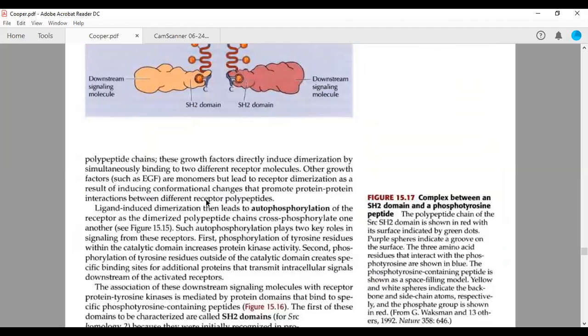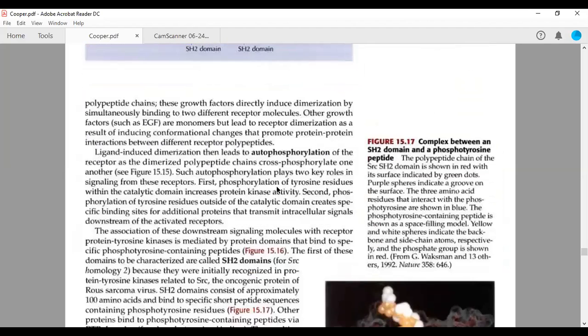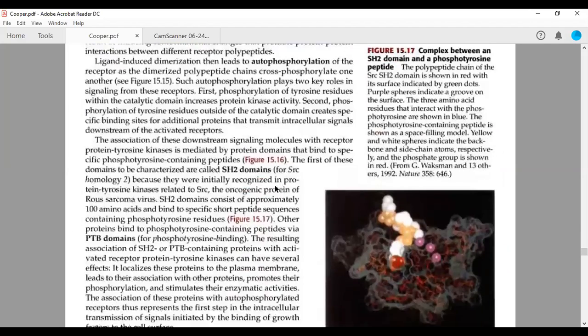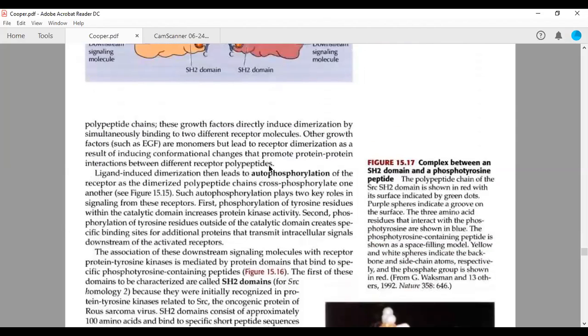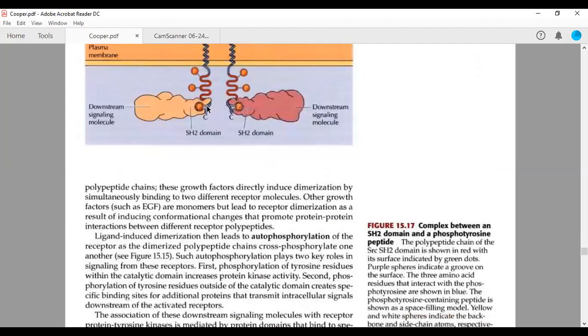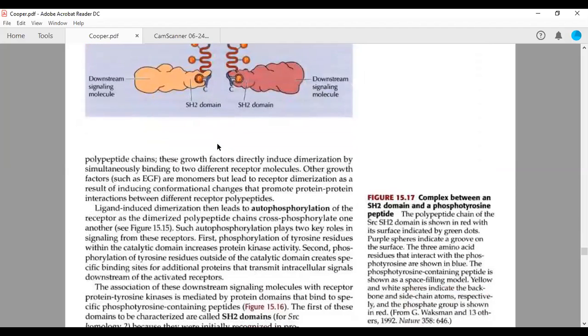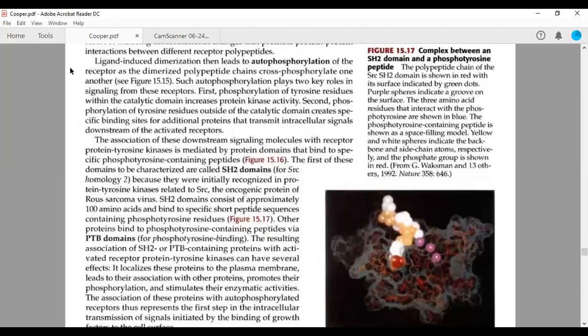So the interaction between the different receptor polypeptides. Now there are two things. One is called the SH2 domain and one is called the PTB domain, for phosphotyrosine binding domain. So these two types of domains, or the proteins which have these two types of domains, can interact with these phosphotyrosine residues on the cytosolic side of this particular receptor. Okay, so now we will discuss this.